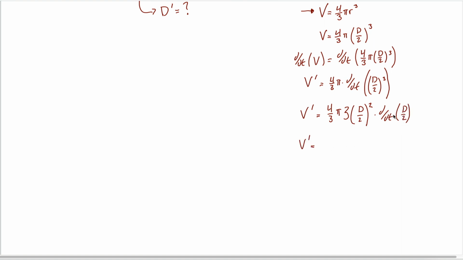If you want, you can just copy everything down, or it's not a bad idea to simplify where you can. This 3 and this 3 cancel out, so what I'm left with is just 4 pi times (d over 2) squared times whatever the derivative of d over 2 is equal to. Well, if you think about this d over 2 as 1/2 times d, then you can pull the 1/2 out in front of the derivative symbol, and all that'll be left is to take the derivative of d. If you do things this way, the calculus becomes pretty easy. I'll leave everything else alone for the meantime.